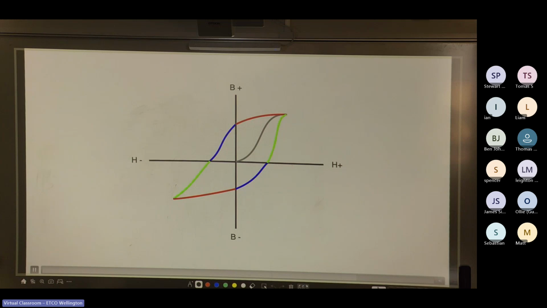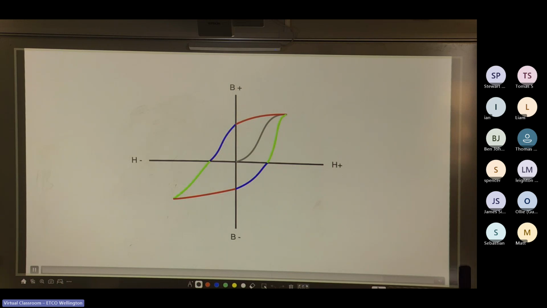Now, when we have cores that have a skinny hysteresis loop, meaning that when we let go of this and it goes back down close to 0, that is something that does not retain a lot of electromagnetism, which would be good for, say, a transformer or a coil, because you don't want it to retain that magnetism. Whereas if you're trying to create a big, huge electromagnet, you want it to kind of come up top here.